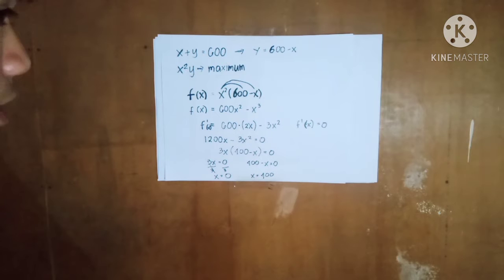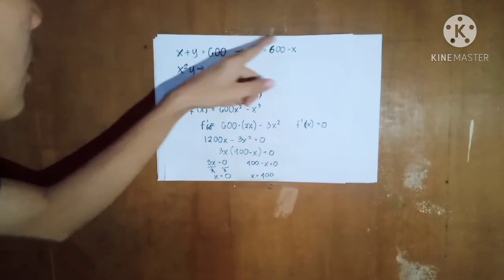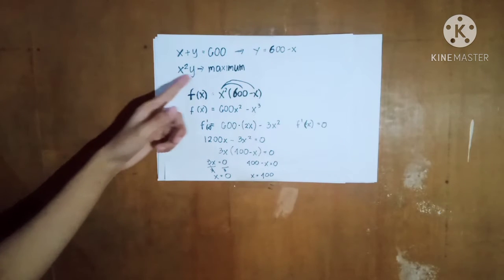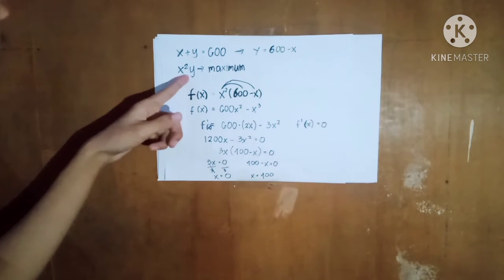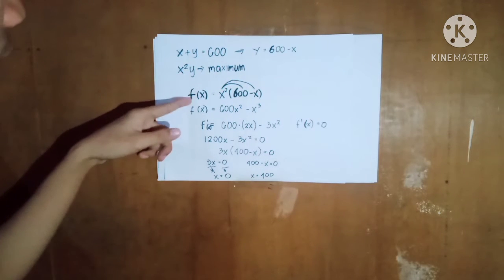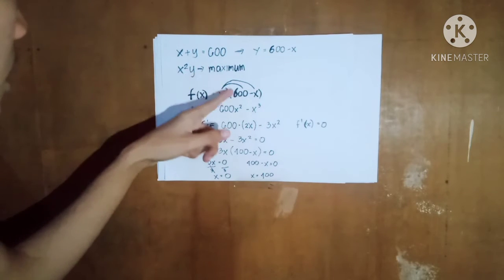Then, ita-transform natin yung y para ma-plug in natin siya mamaya sa ating equation. So, y is equal to 600, tapos yung x ililipat natin dito para ma-transform natin yung y, para maging isa na yung variable mamaya. So, let's just say na given naman yung maximum, f of x is equal to x squared. Tapos, yung value ng y, ilalagay mo dito, 600 minus x.